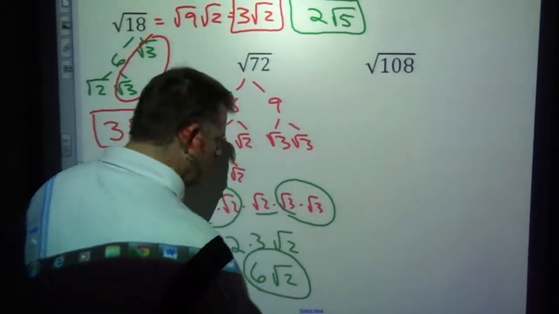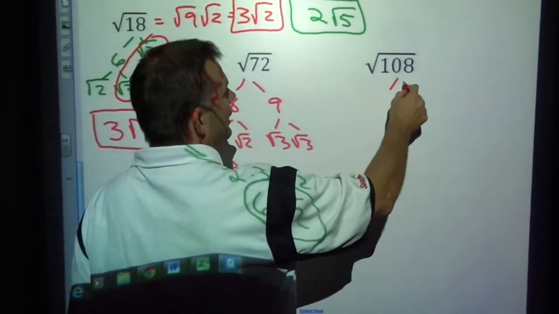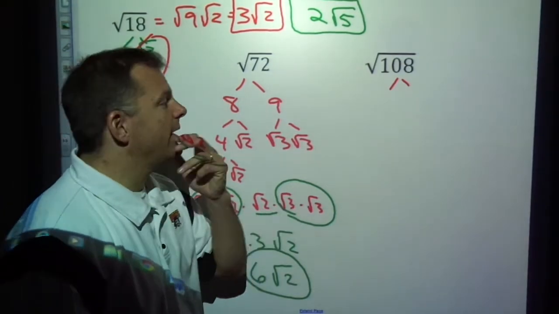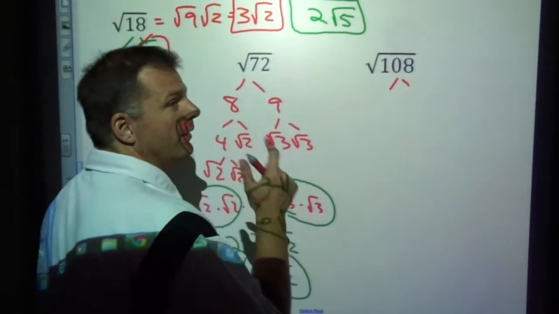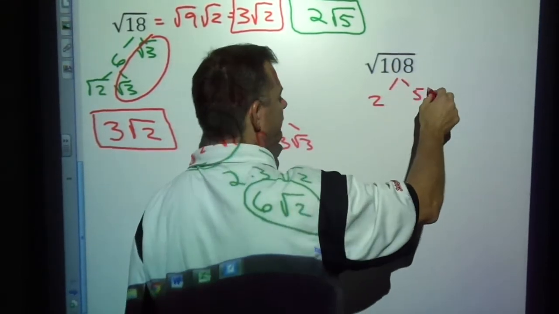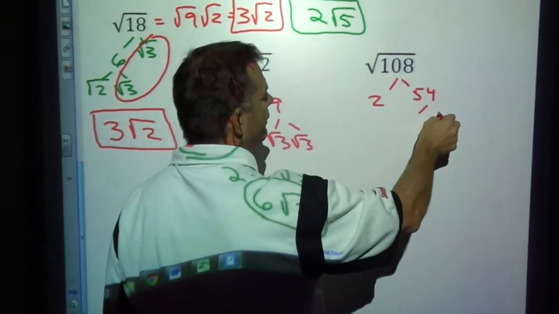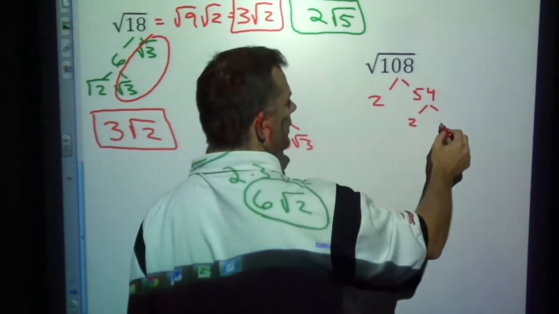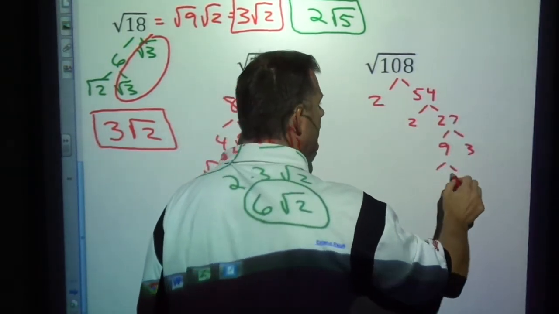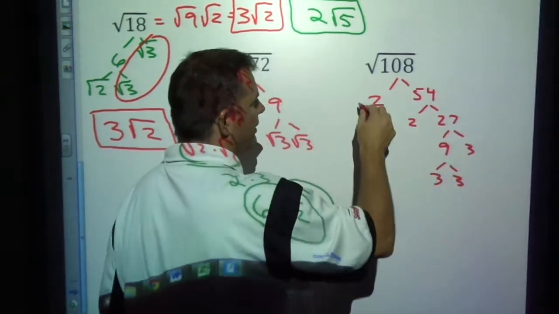108. I can't think of what goes into 108. Nobody really can very good. We're not that smart. But we know it's even. And when it's even, we can always try 2. That's a 5 and then a 4. 54, I think that's also even. I can do 2 and 27. Oh, I know 27 is 9 and 3. And 3 and 3. There's my bottoms.